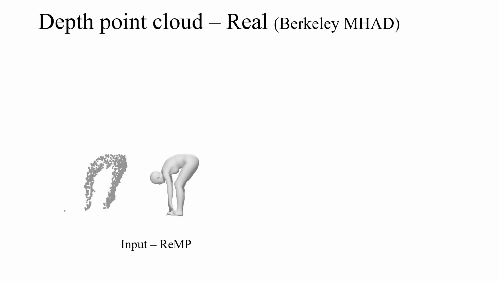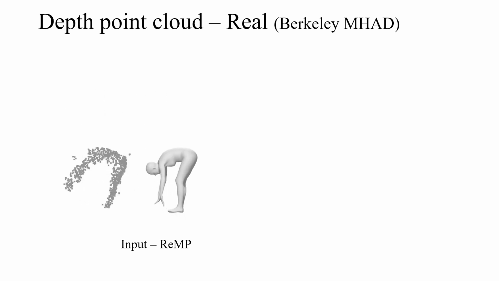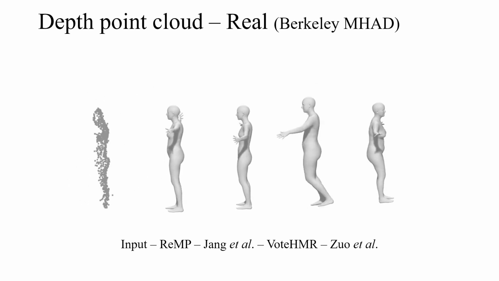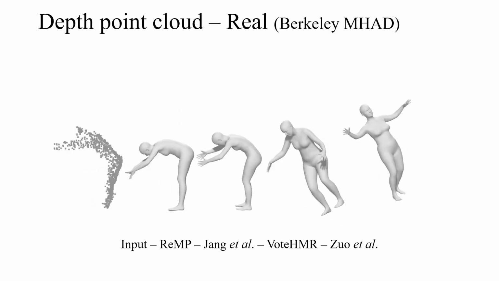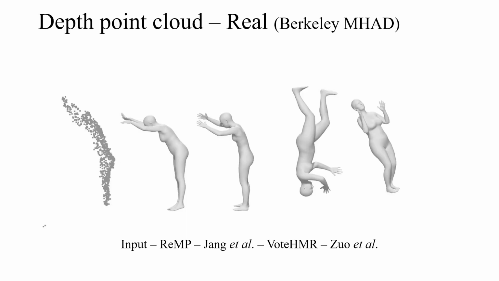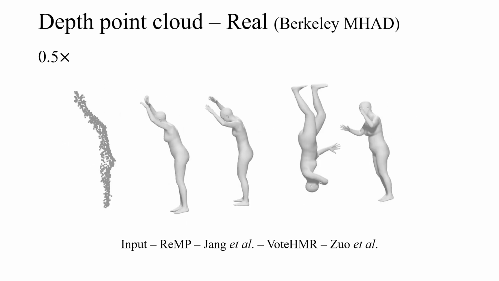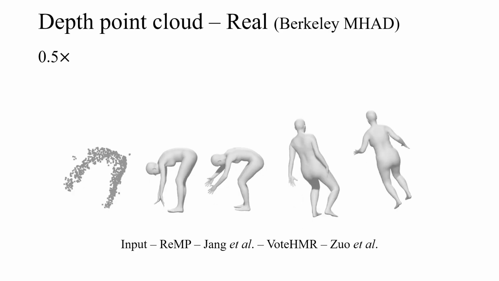This is another result from the real depth point cloud. Jang's method also estimates well in this scenario. However, the arms in the result of ReMP best match the input point cloud.